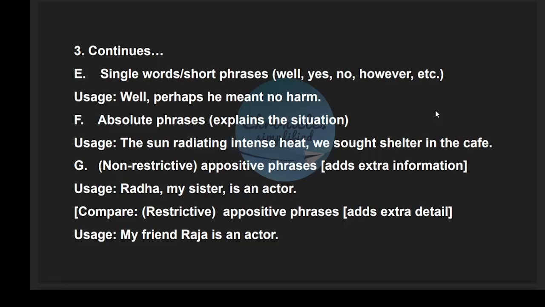Again, there can be restrictive appositive phrases also. They are not divided by using comma. For example, my friend Raja is an actor. Here, the emphasis is on the relationship between me and Raja.